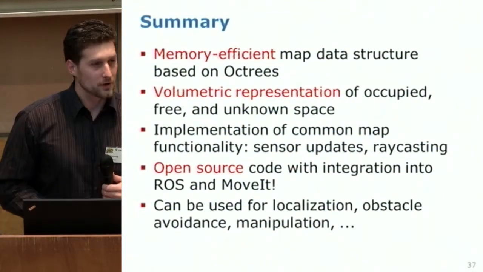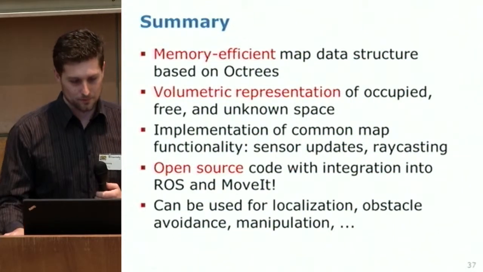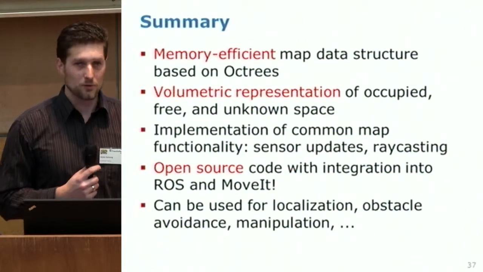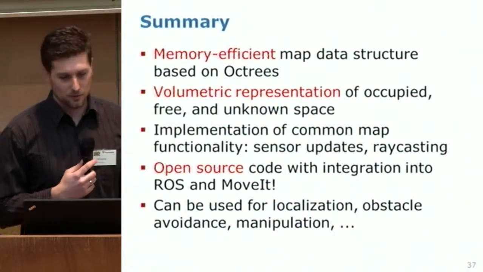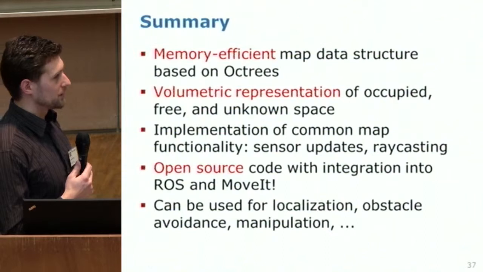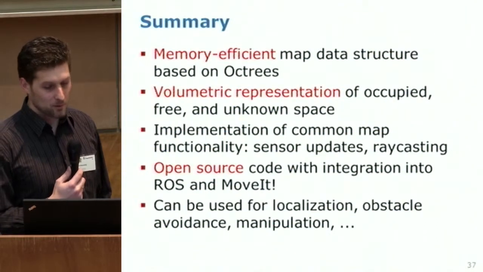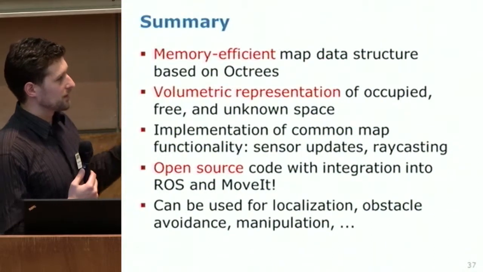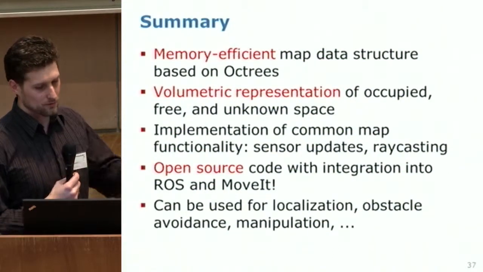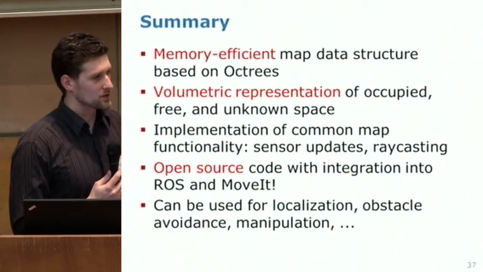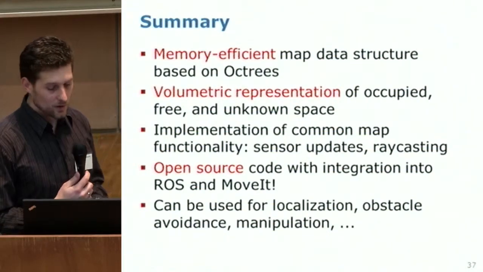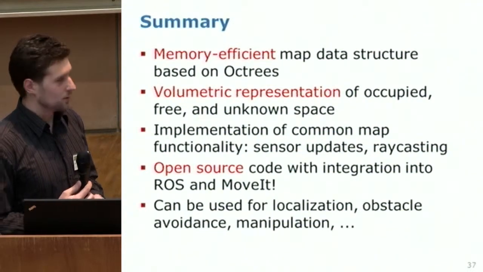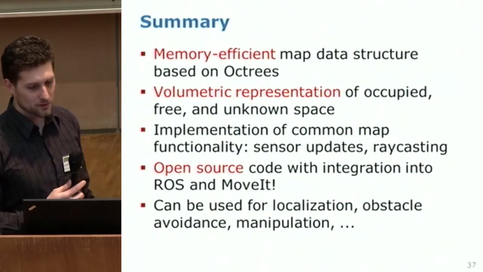So I'll get to the summary of these past 40 minutes. I presented a memory-efficient map data structure. If you haven't seen it before, this is OctoMap. It's a volumetric representation of occupied, free, and unknown space. The implementation of common map functionality is already in there, so you can do sensor updates of your range data or single rays. You can do ray casting for localization. It's all open source, BSD license, and has a tight integration into MoveIt and ROS and FCL for collision checking.